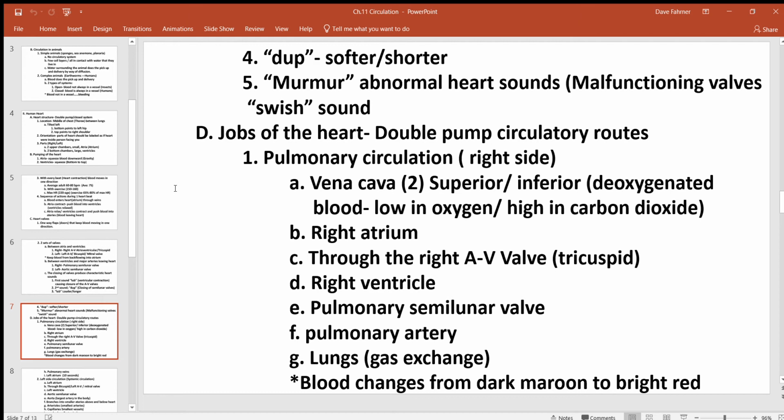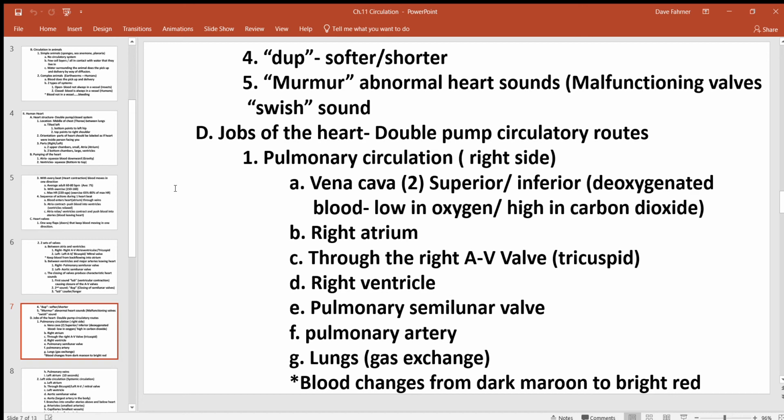Now, we're going to go into the circulatory route that the blood goes through the heart. Once again, this is a double pump or a double circulatory route situation in the mammals and the human being. The first type of circulation on the right side is called the pulmonary circulation. The pulmonary circulation starts with blood from the superior and the inferior vena cava, the largest veins in the body, dumping their deoxygenated blood into the right atrium of the heart.